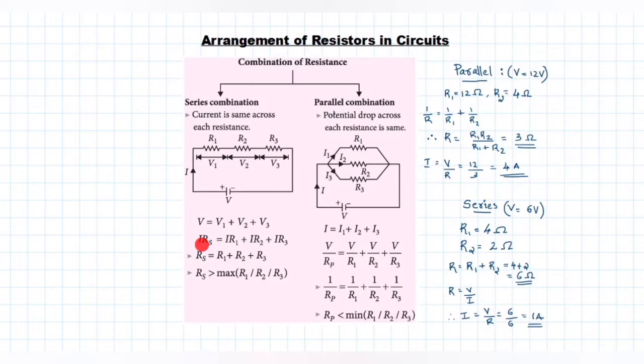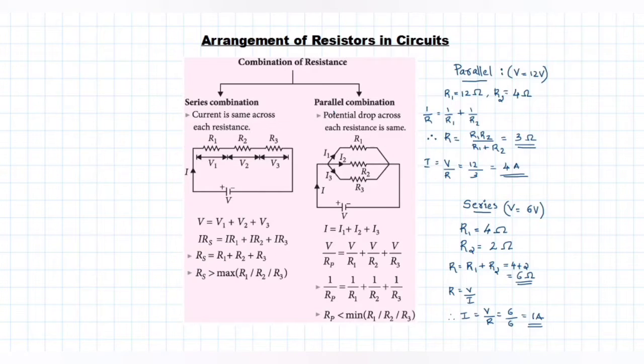So IRS is equal to IR1 plus IR2 plus IR3. So V1 is the potential drop across R1. We already know this from the class. So here the current is the same in the circuit. So we can rewrite this equation as effective resistance in series combination, that is RS is equal to R1 plus R2 plus R3.